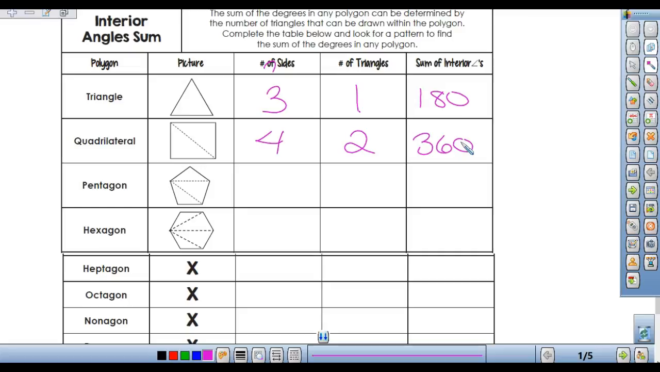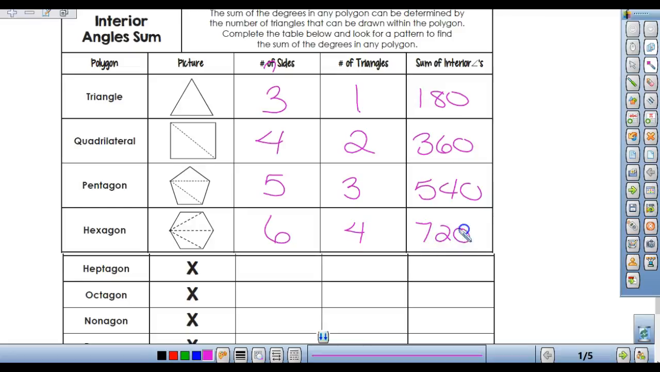Okay. Pentagon has 5 sides. How many triangles can fit in? 3 triangles. Okay, so 180 plus 180 plus 180 gives us 540. Okay, hexagon, how many sides? 6 sides in a hexagon. How many triangles? 4. 720.